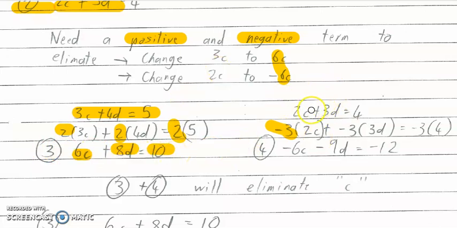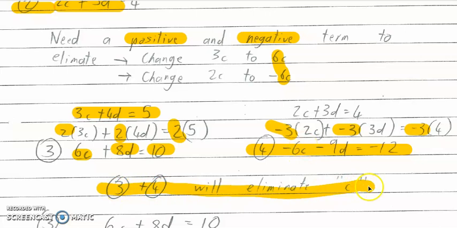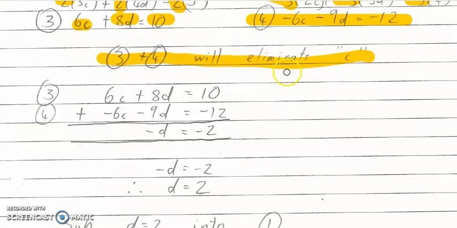Over here, like I said, I need to turn this 2c into negative 6c. So I'm going to need to multiply every single term by negative 3. So negative 3 times 2c gives me negative 6c. Negative 3 times 3d gives me negative 9d. Negative 3 times 4 gives me negative 12. Ultimately giving me equation 4. I now have a matching pair, 6c and negative 6c. If I add these two equations together, it's going to eliminate my c term.